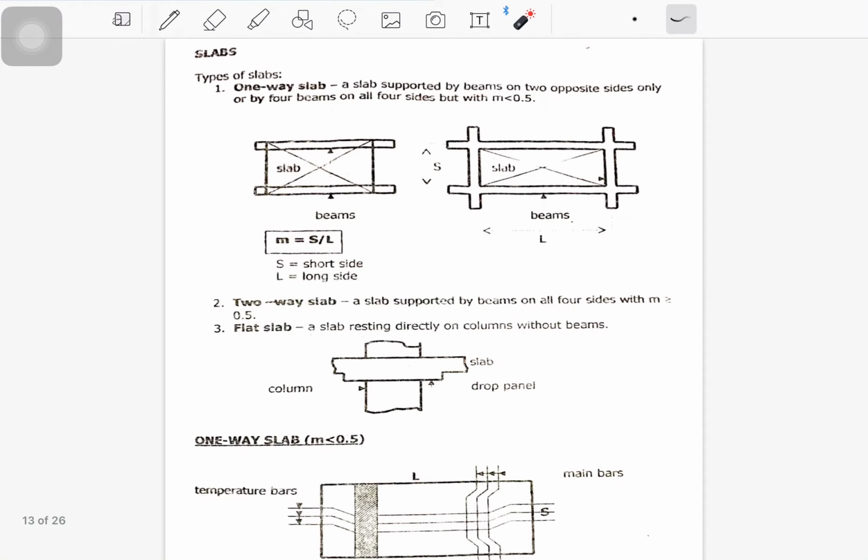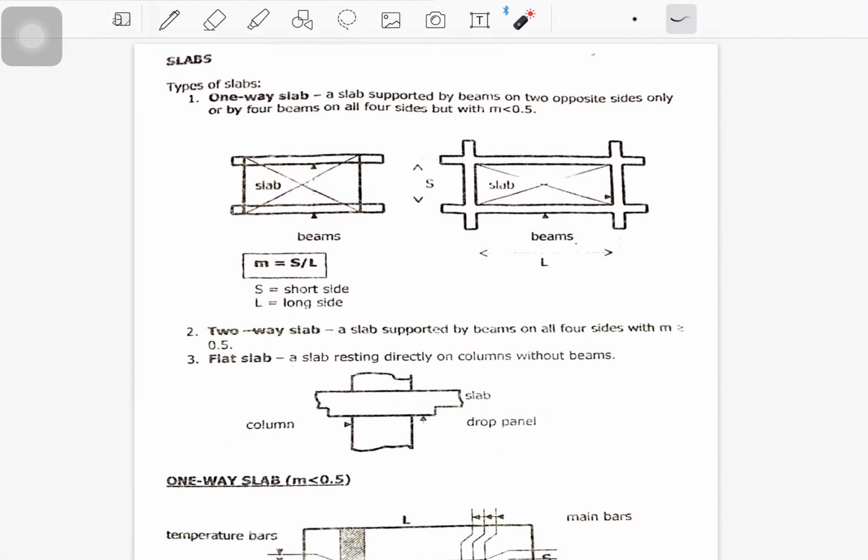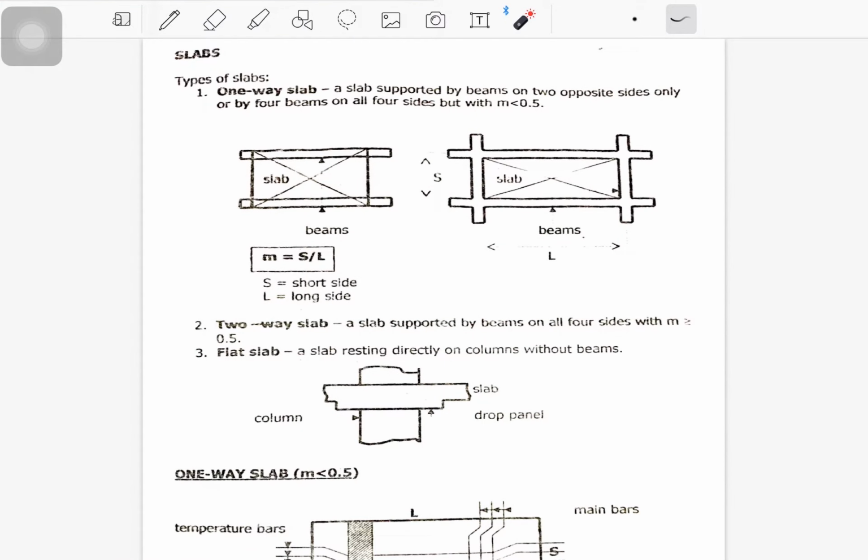Today we will have the slab for our discussion. So there are three types of slab as of today's construction. First is the one-way slab. It's a slab supported by two beams on two opposite sides only, or by four beams on all four sides, but with M less than 0.5.